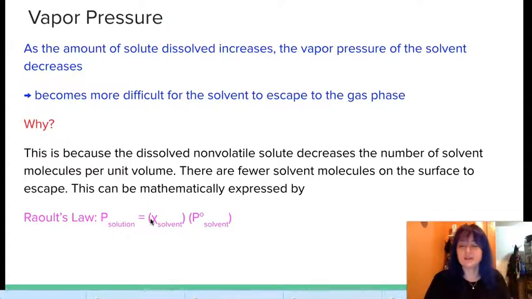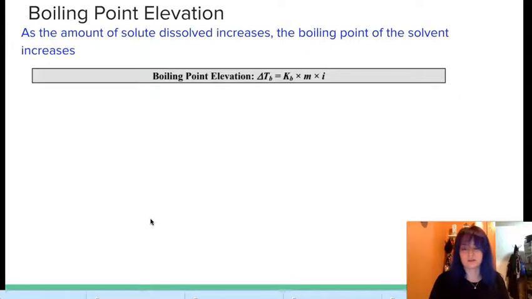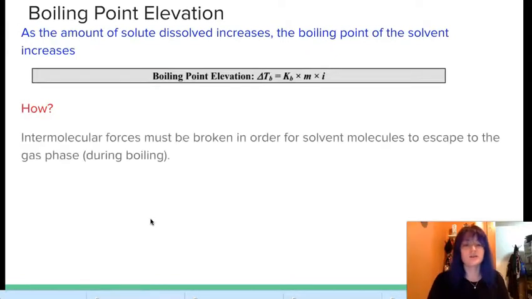Now, what does that mean? That also means that you're going to be raising boiling point, because we know that boiling point is directly related to vapor pressure. Boiling is when vapor pressure equals atmospheric pressure. So if adding a solute is going to decrease the vapor pressure at any given temperature, that means that your boiling point is going to increase. All right?